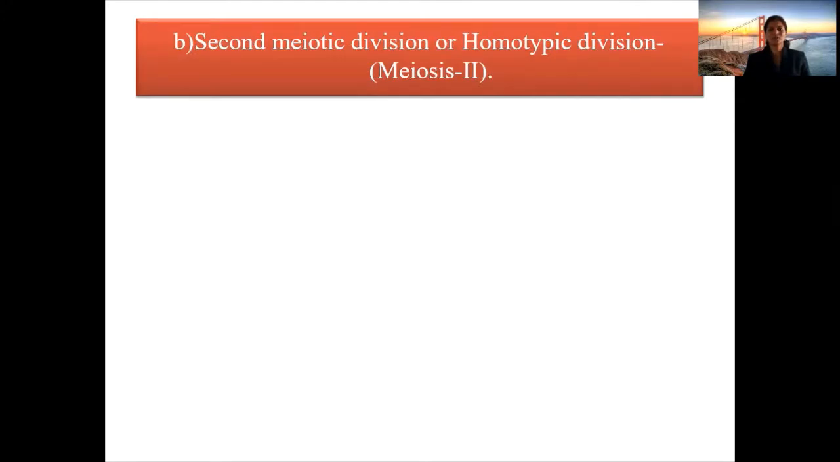Today we are going to study second meiotic division or homotypic division of meiosis. In the previous lecture we have already studied first meiotic division or heterotypic division, in which the parental cell divides and produces two daughter cells. But the chromosomal number of the parental cell is different than the daughter cells. So such type of division is called heterotypic division. And in this lecture, we are going to see the homotypic division.